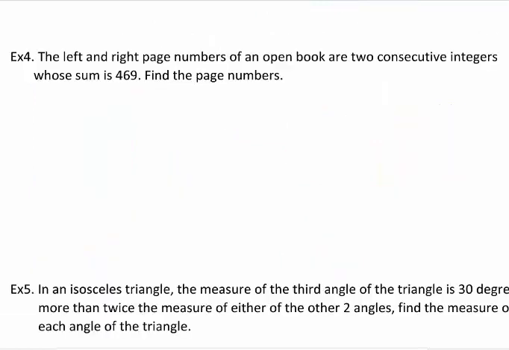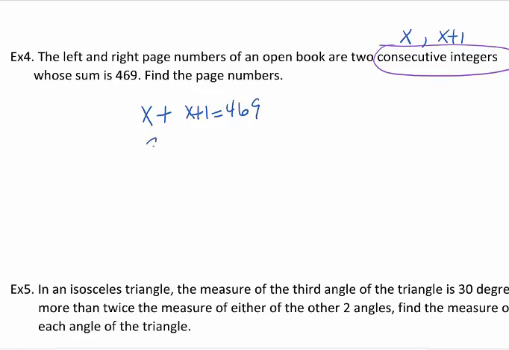Going to number 4, we have consecutive integers. So again, pause this and read through it, but consecutive means always we call one x and one x plus 1. So they tell me the sum is 469. So we take x and x plus 1 equal to 469. I get 2x plus 1 equals 469. I'm going to subtract 1 from both sides, which gives me 2x equals 468. Divide both sides by 2.